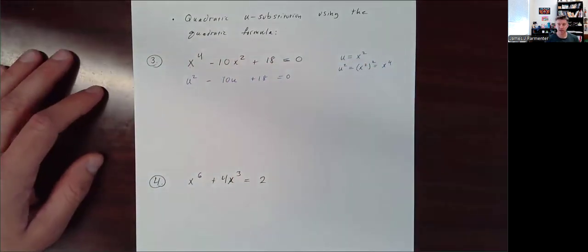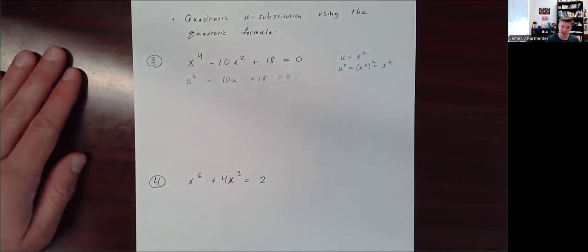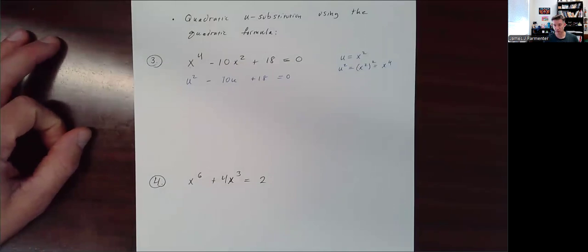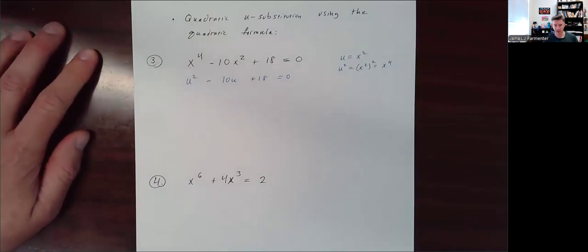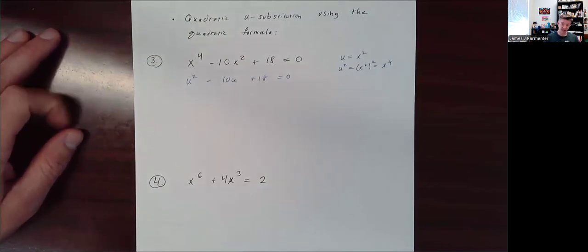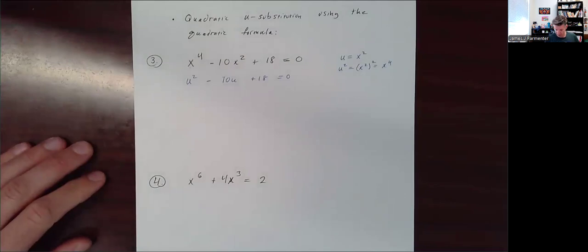And then you might notice that this doesn't factor. There aren't any numbers that multiply to positive 18 and add up to negative 10. I should say that statement is not entirely true. There aren't any integer numbers that multiply to 18 and add up to negative 10. There are irrational numbers that actually satisfy that. So we're going to solve this by using the quadratic formula.